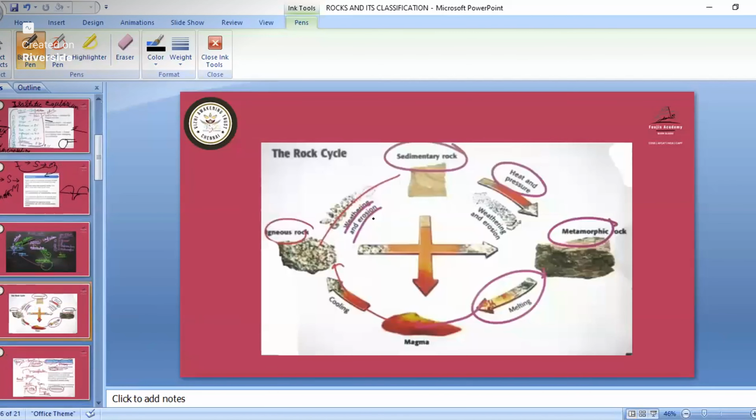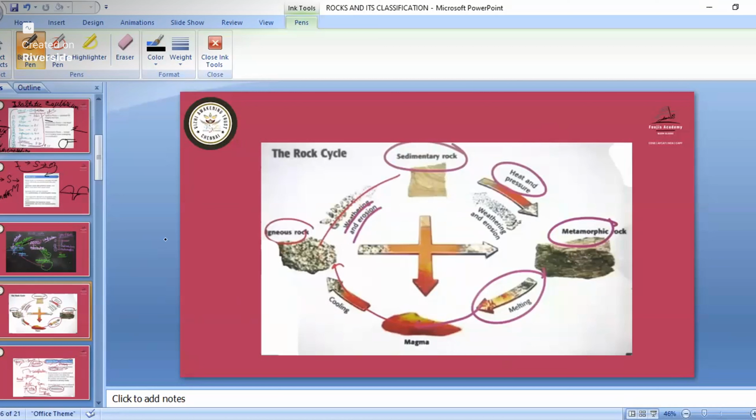Okay, now you can see here. Igneous is changed into sedimentary by weathering and erosion. Then sedimentary is changed into metamorphic by high heat and pressure and also weathering and erosion. Then when metamorphic subsides under the earth, by melting it again becomes magma. Then once it comes out of the earth as volcanoes, it will turn into igneous rocks again.